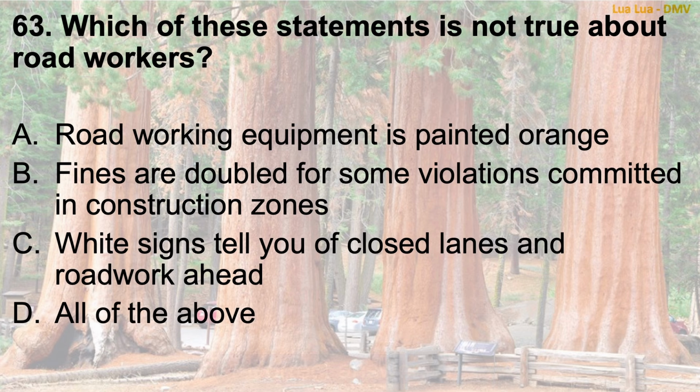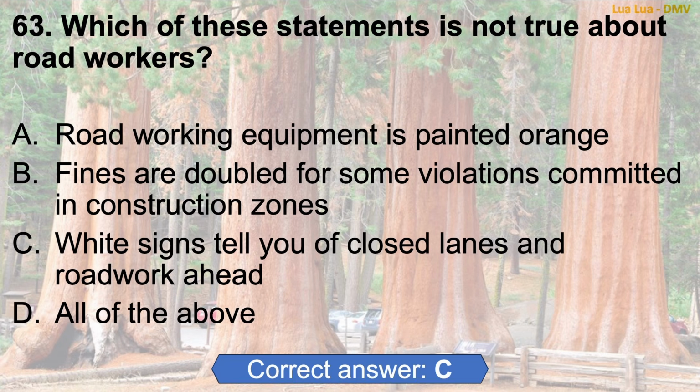Question 63. Which of these statements is not true about road workers? A. Road working equipment is painted orange. B. Fines are doubled for some violations committed in construction zones. C. White signs tell you of closed lanes and road work ahead. D. All of the above. The correct answer is C. White signs tell you of closed lanes and road work ahead.